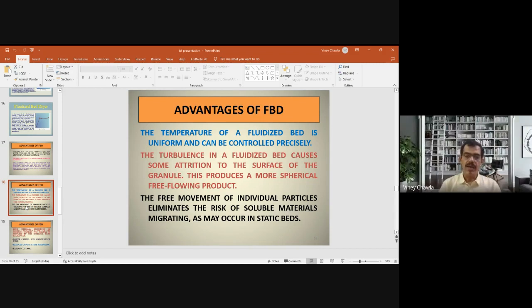Solvent migration is observed especially in static bed dryers, where from the surface solvent evaporates, leaving a hole in the center of the bed of the solids. So that gives a very poor look to the product. But here, the final product will be spherical and uniform.